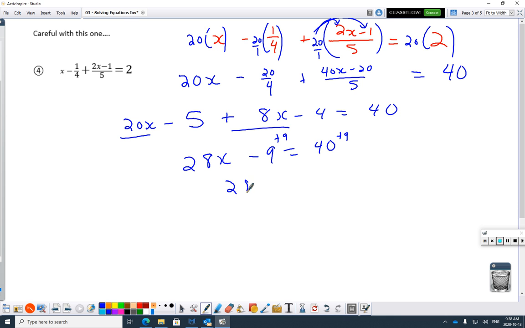And I get 28x equals 49. Divide both sides by 28. And I get x equals 49 over 28. What a scary looking fraction. But it does reduce. I think they both divide by 7. So I get 7/4.